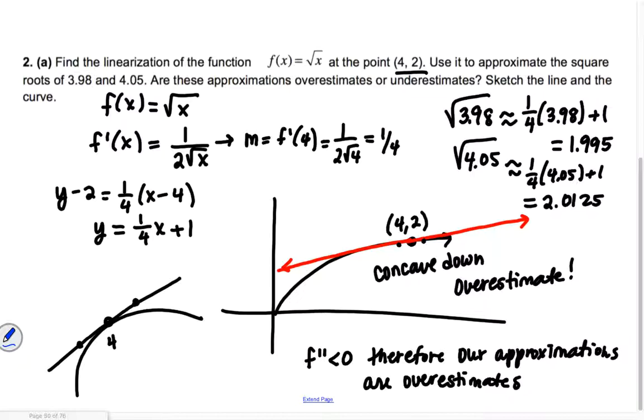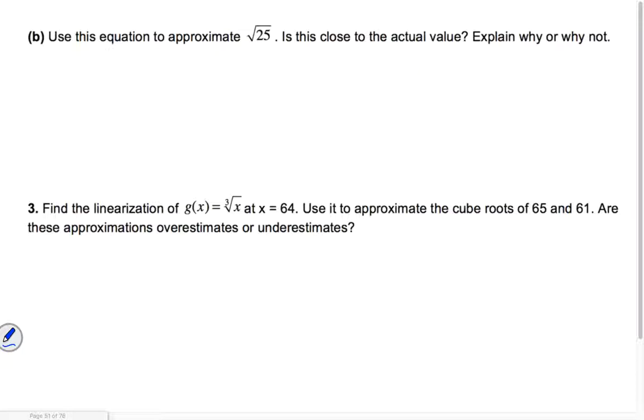All right, so use this equation to approximate the square root of 25. Do we all know the square root of 25? It better be 5. But if I'm using that equation that I just found, I said my equation was 1/4 x plus 1, right? So if I plug in x equals 25, we get 7.25. Is that close to 5? Not really, because the square root of 25 should be 5. So it's not close to 1 decimal or 2 decimal or even the original whole part, like 5 versus 7, right? It's not close.